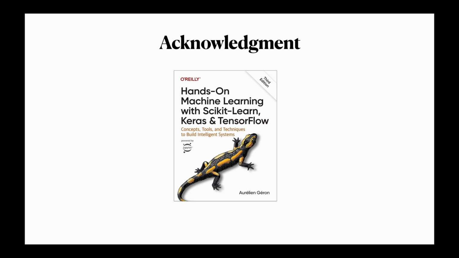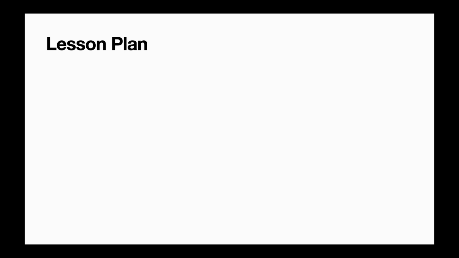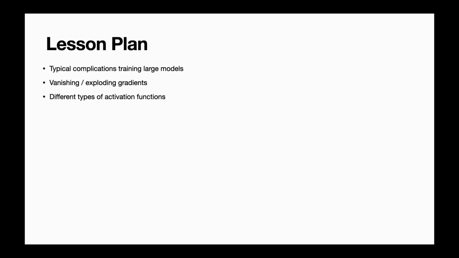So in today's class, we are going to talk about the typical complications that can come from training a very large model. The issues we are dealing with are slightly different if you work with large models. Specifically, we're going to talk about vanishing and exploding gradients and how to deal with them. We're going to talk about using different types of activation functions. We're going to talk about batch normalization and gradient clipping as methods to deal with vanishing and exploding gradients.